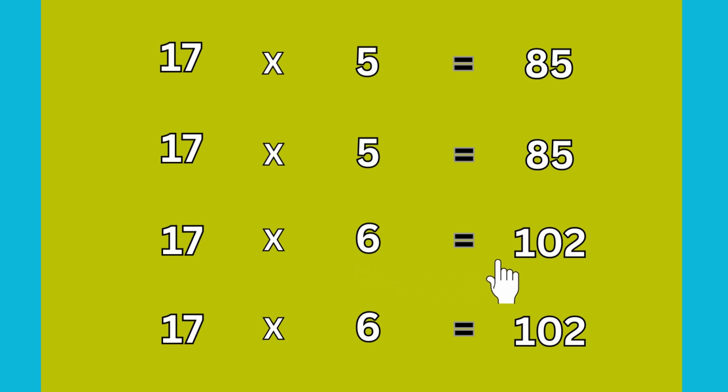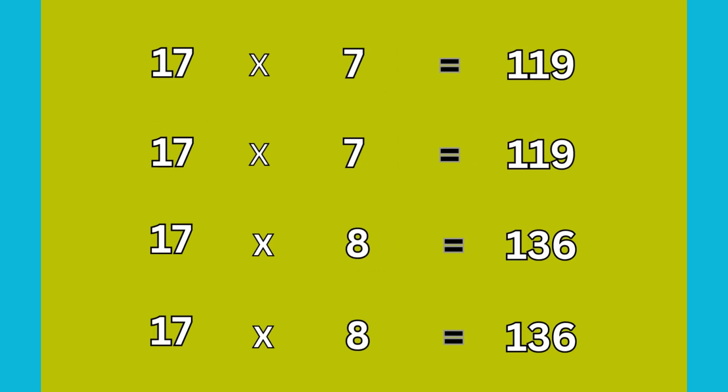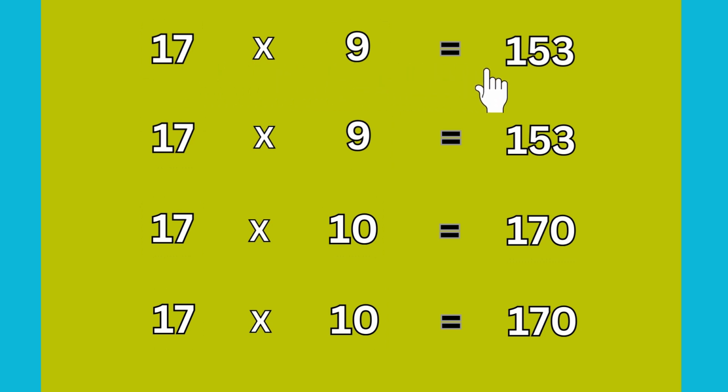17 6s are 102, 17 7s are 119, 17 8s are 136, 17 9s are 153, 17 10s are 170.